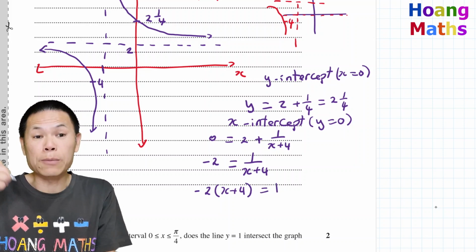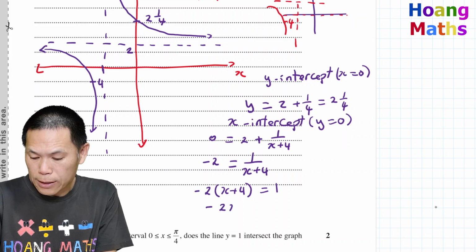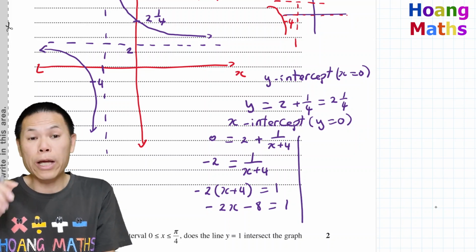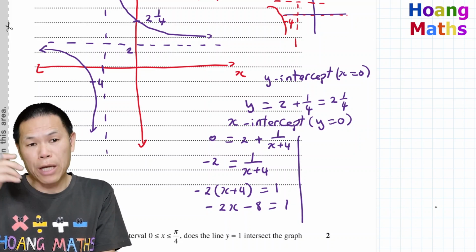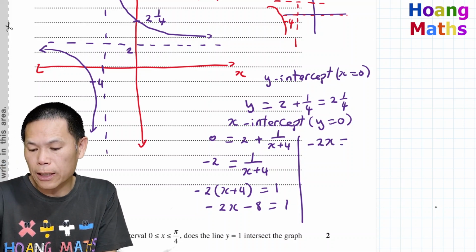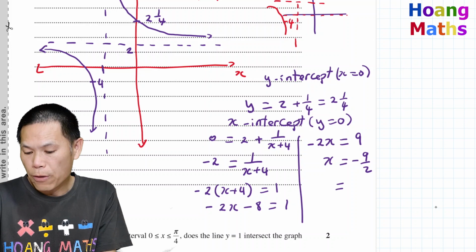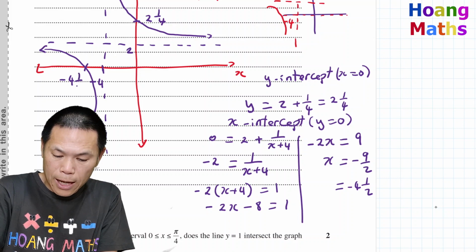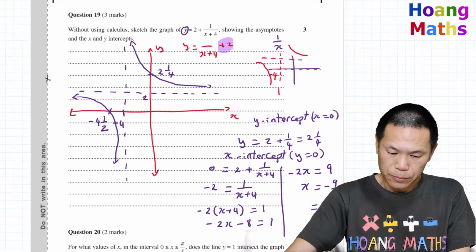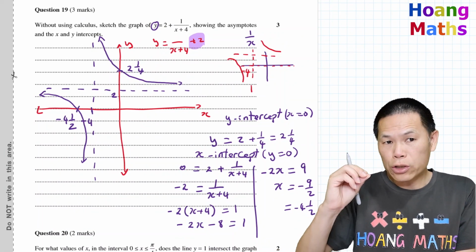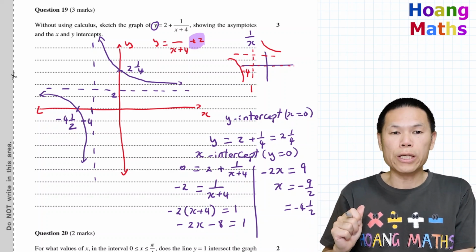So what I do, I just expand the brackets. So negative 2x minus 8 is equal to 1. Now I move the negative 8 to that side, becoming plus 8. So 1 plus 8 is 9. So negative 2x is 9. So x must be equal to negative 9 over 2, or negative 4.5. So this number here is negative 4.5. So there you go. That's it. We have the x-intercept, y-intercept, horizontal asymptote, vertical asymptote. That's all we need to do. Okay.